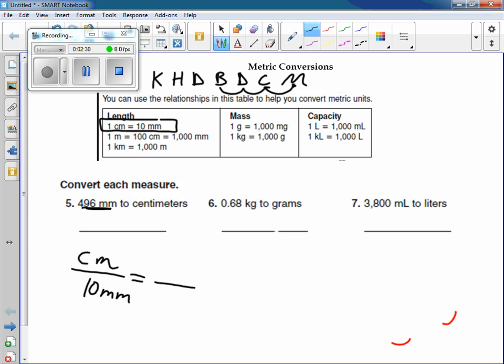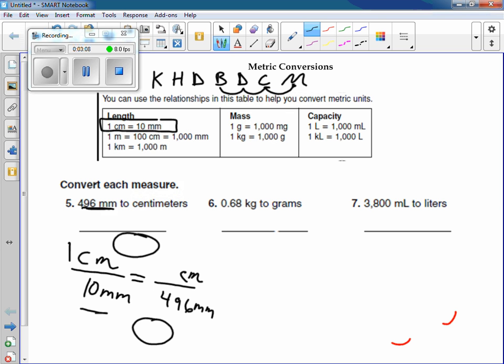We know 496 millimeters. If my millimeters is on the bottom right here, I need to put that 496 right there, and then I'm going to put my centimeters on the top. What this is saying is, 1 centimeter is equal to how many centimeters when we have 496 millimeters. So one method that I always talk about in class, and that you've used before when dealing especially with fractions, making equivalent fractions and simplifying fractions.